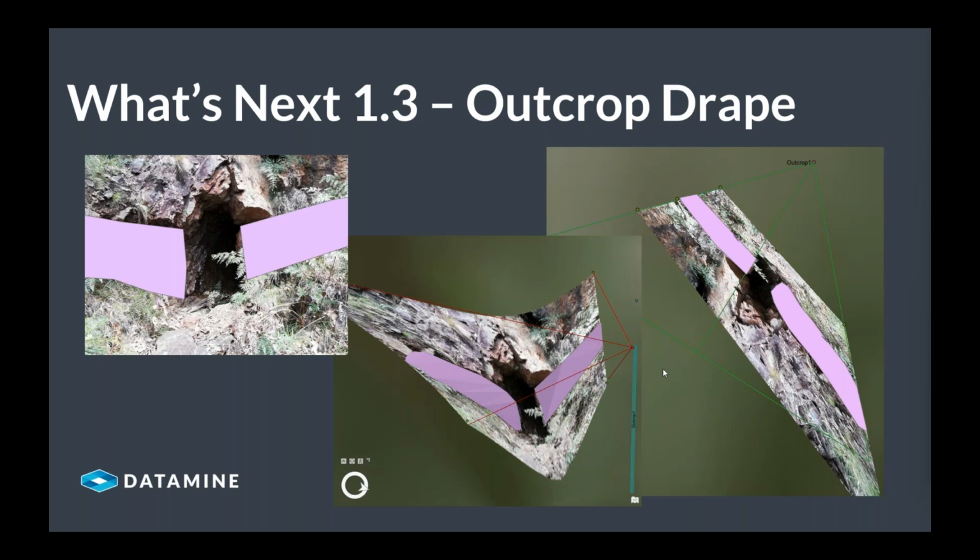Or even if you've got a bad DTM and you've taken a picture of the ground, so it's flat, that's okay. You can use the outcrop drape. That's the next part. So you'll see here in this story on the left, you've taken a picture and annotated some features on it.